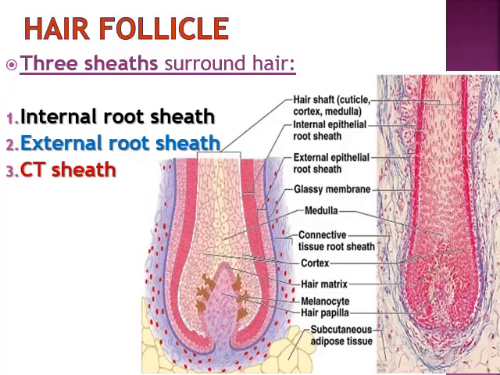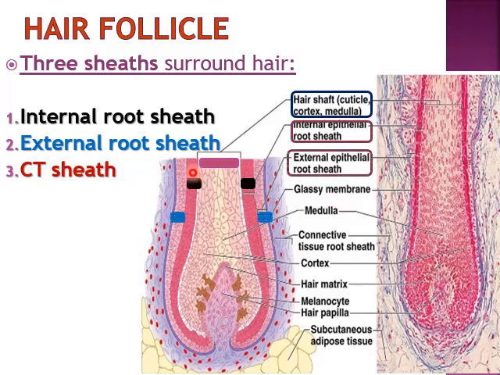Now I'm going to talk about the structure of the hair follicle, or the home of the hair. The hair follicle is formed of three layers. First is the internal root sheath, then the second layer, the external root sheath, and the third layer is the connective tissue sheath, which is the blue one.